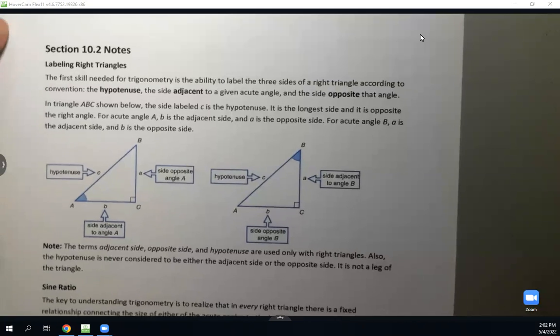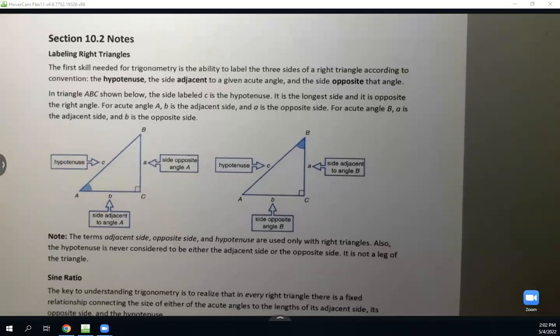So in section 10.2, we are going to be looking at basic trigonometry. Specifically, we're going to be looking at what are called the trig ratios: sine, cosine, tangent, which maybe you've heard of before, maybe you haven't, just depends on your particular math experience. So we're going to start by talking about how right triangles are generally labeled.